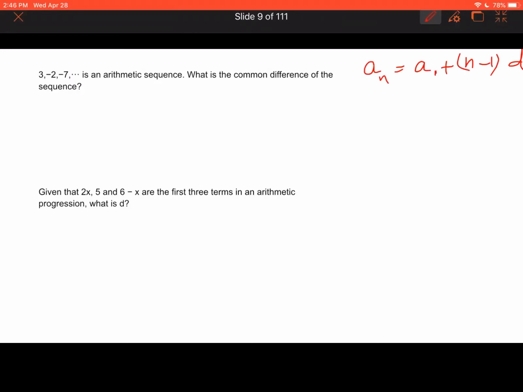3, 2, minus 2, minus 7 is an arithmetic sequence. They have already given that it is an arithmetic sequence. What is the common difference of the sequence? How to find out? It is the second term minus the first term, which is minus 5. Third term minus the second term is minus 5. So d is equal to minus 5. This problem we'll see in just a few minutes.